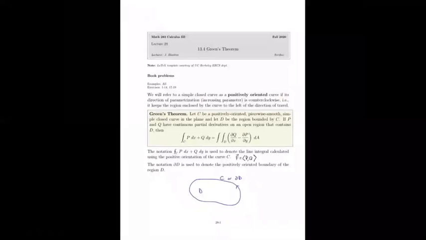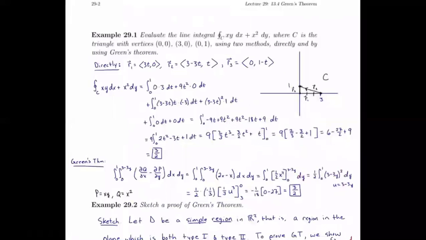So let's have an example first. In the first example we're essentially going to verify Green's theorem here. They ask us to evaluate this line integral given in the first line over the triangular region with vertices given as this, where we travel from 0, 0 to 3, 0 to 0, 1 and back to 0, 0.